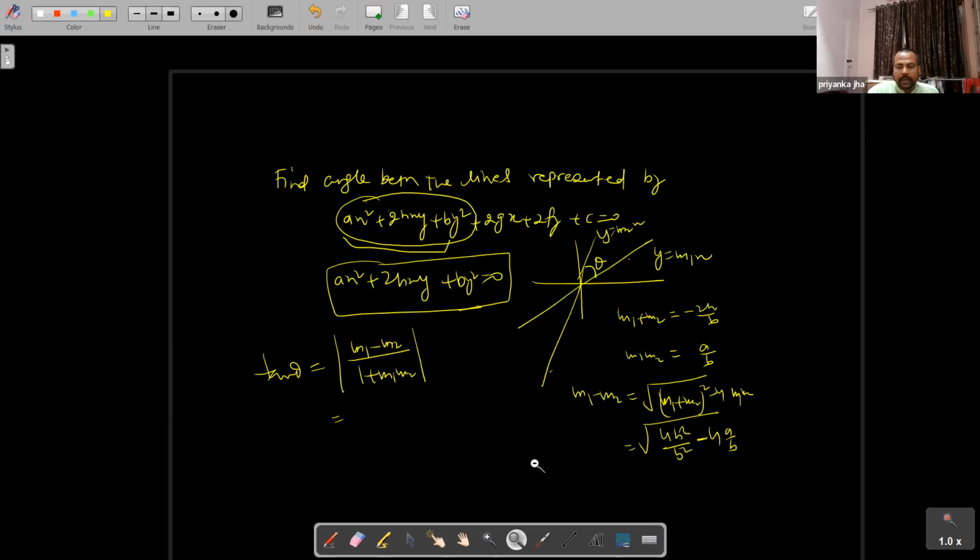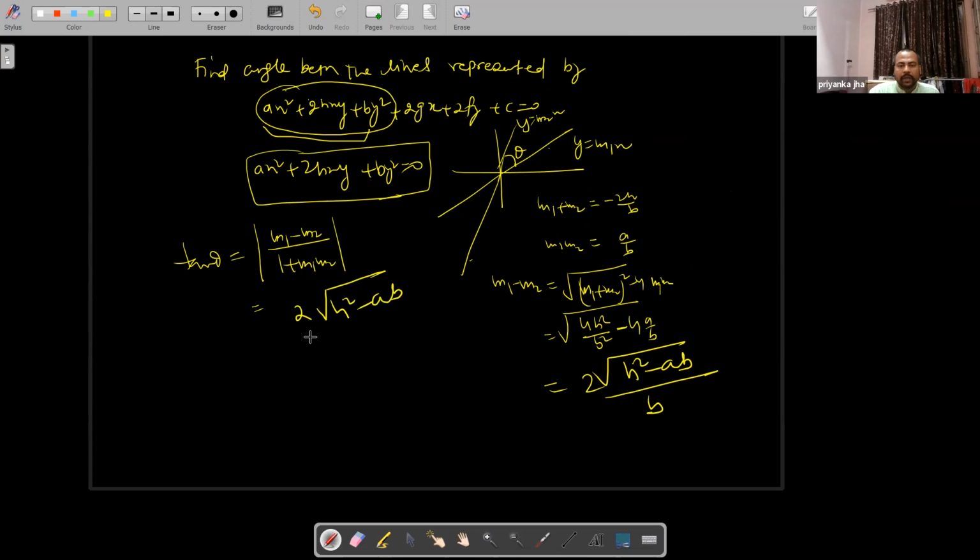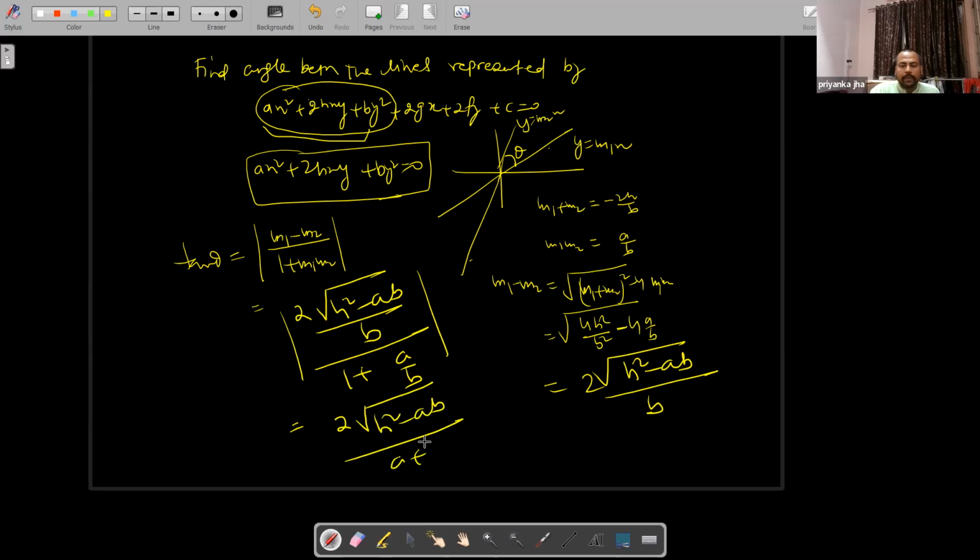This can be written as under root h square minus ab, with 2 coming out, upon b coming out. Put here. So this is 2 times under root h square minus ab upon b, and then 1 plus m1 into m2, where m1 into m2 is a by b, mod of that. So this is 2 times under root h square minus ab upon a plus b. The b will cancel. So you can apply this mod.